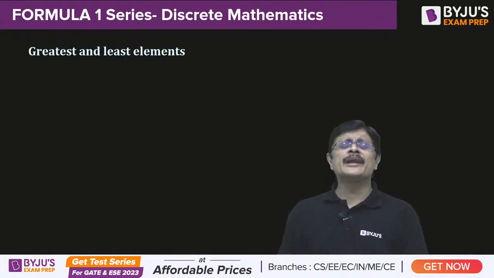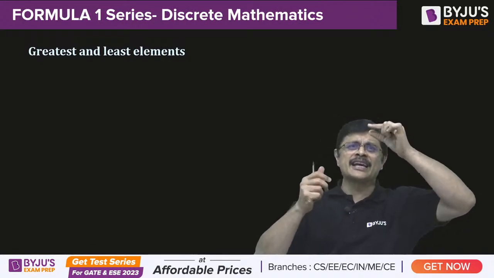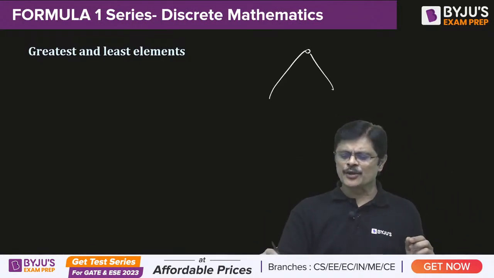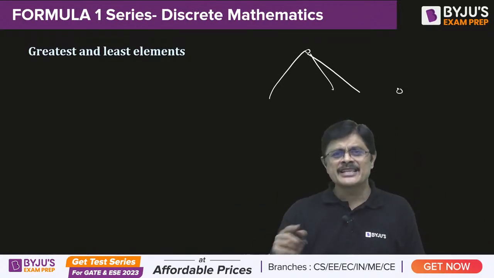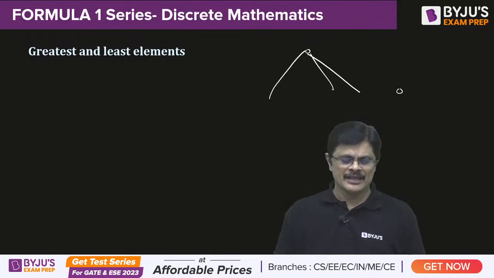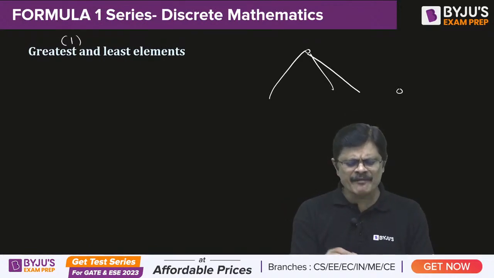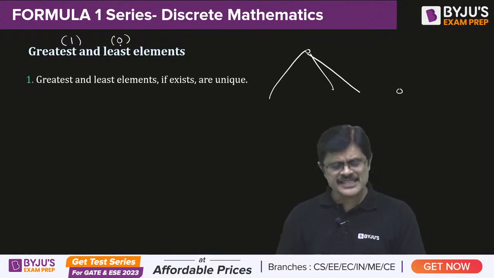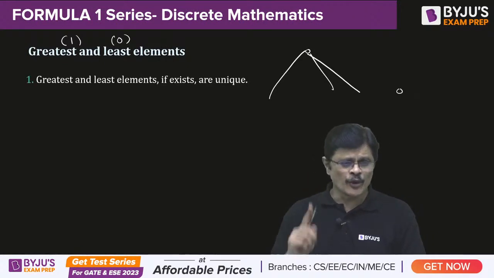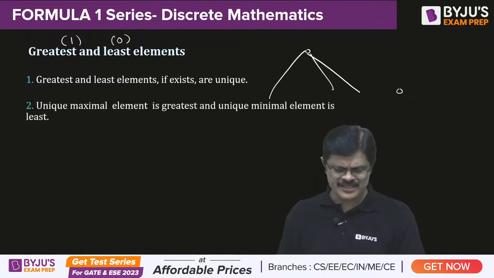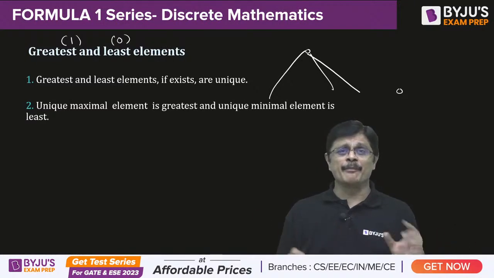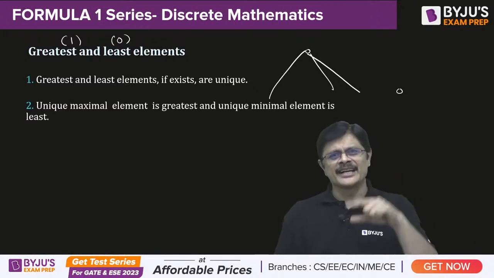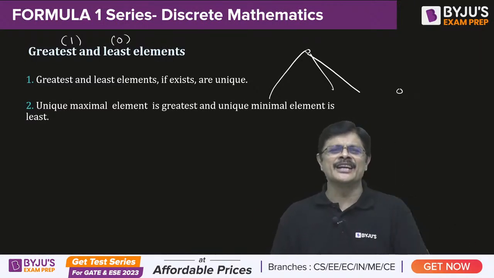See, greatest elements are a little intelligent. What they say: everyone is related to me. Everyone is related to me, then it is greatest. Least means this fellow is related to everyone. Okay? So we generally denote greatest by 1 and least by 0, my dear friends. And if at all greatest and least exist, they must be unique. Only one greatest and one least, my dear friends. And as I told you, maximals can be many, minimals can be many. But if maximal is only 1, that is greatest. If minimal is only 1, that is least, my dear friends.